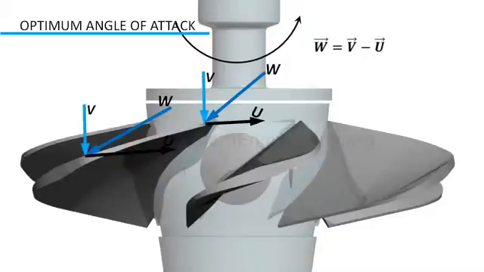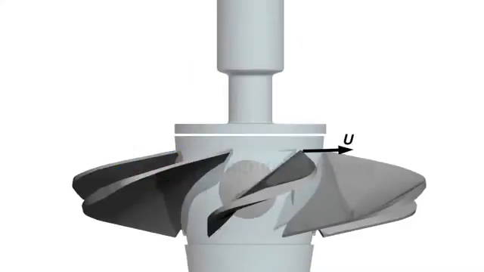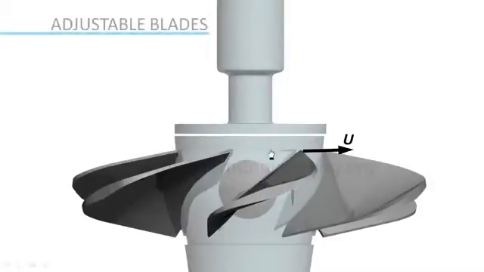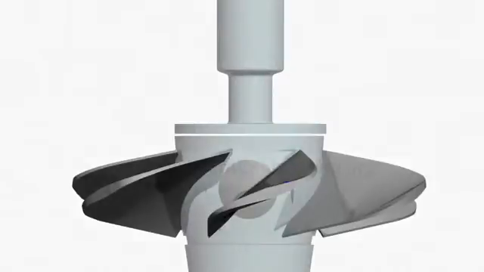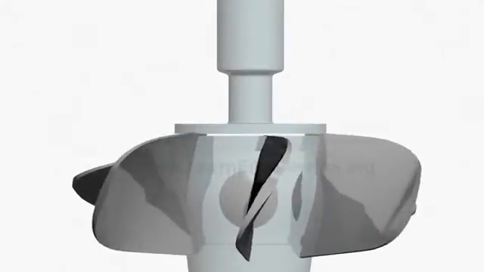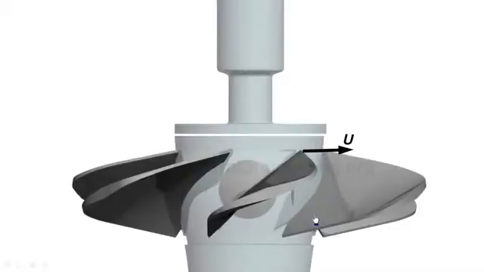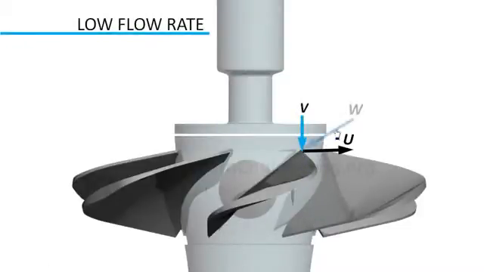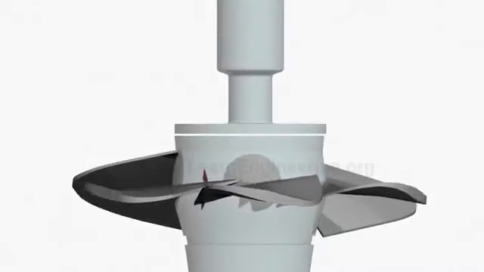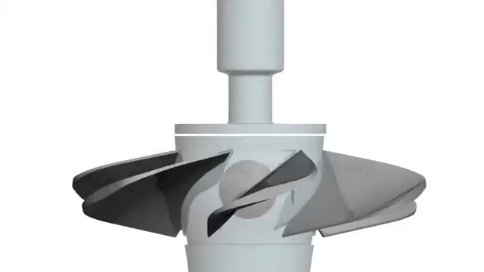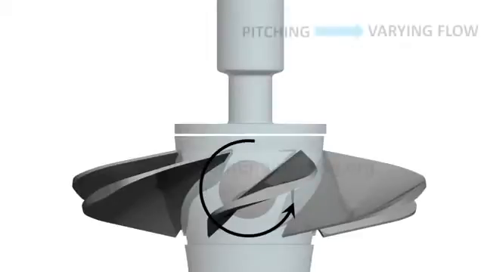With varying flow conditions, the relative velocity will change drastically. Kaplan turbine blades are adjustable. When the flow rate is high, the relative velocity of flow will be more axial, so the blade should pitch vertically. If the flow rate is low, the relative velocity of flow is more tangential, so the blades are pitched in the tangential direction. In short, the pitching action of the blade makes sure that the blade is still at the optimum angle of attack, even under varying flow.